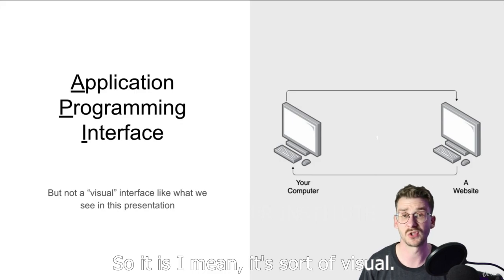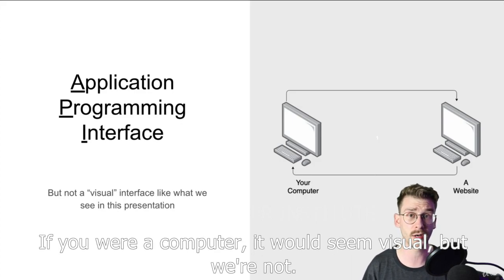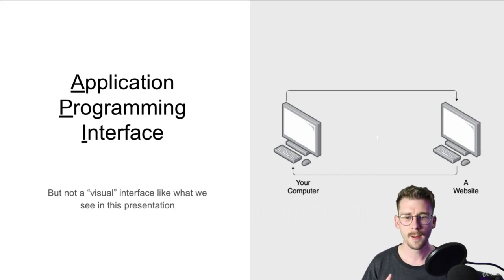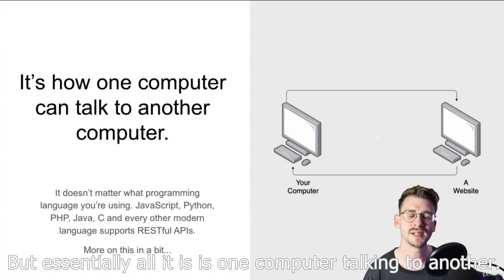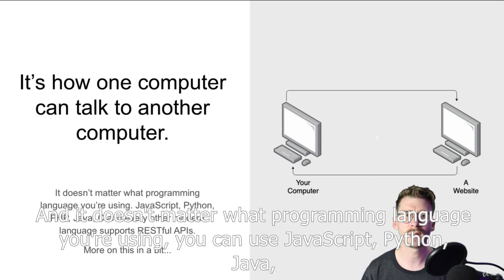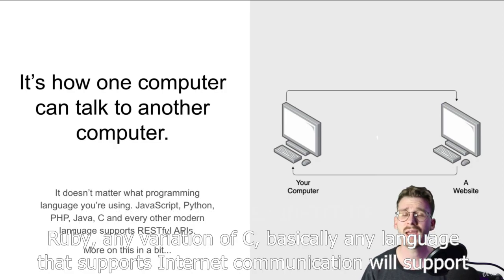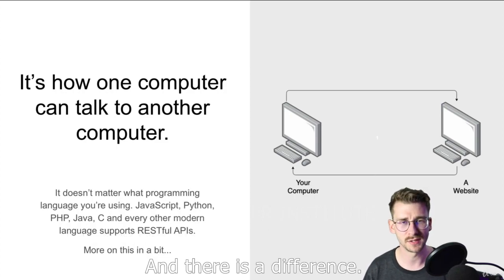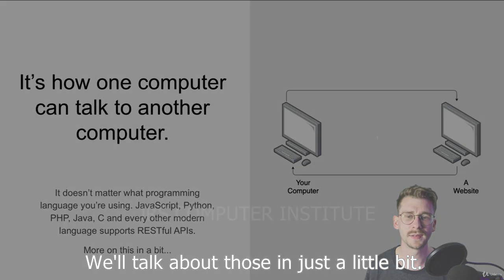So it's sort of visual. If you were a computer, it would seem visual, but we're not, so we can't see it, and it just looks like a wall of code. But essentially, all it is is one computer talking to another. That's it. It's very, very simple, and it doesn't matter what programming language you're using. You can use JavaScript, Python, PHP, Java, Ruby, any variation of C. Basically, any language that supports internet communication will support APIs and RESTful APIs, and there is a difference. We'll talk about those in just a little bit.